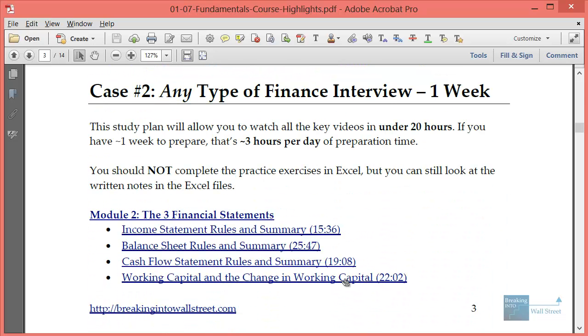Now let's move to case number 2, if you have a week of time. A lot of this is very similar, except now we are aiming for 20 hours of preparation time, which comes out to around 3 hours per day, which we think is probably reasonable if you have an interview coming up and it's an important interview that you have to take seriously.